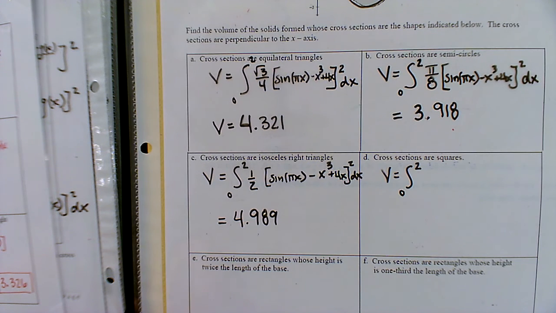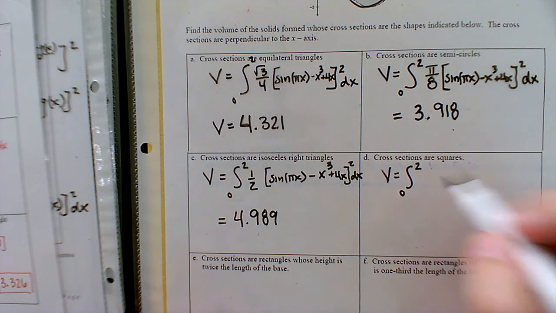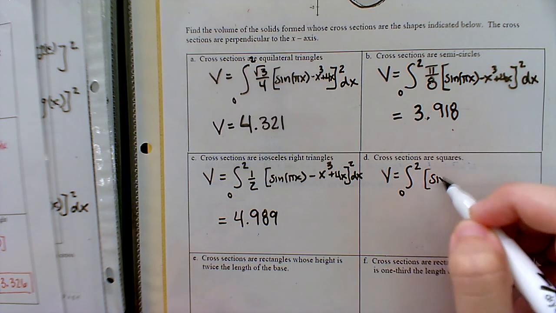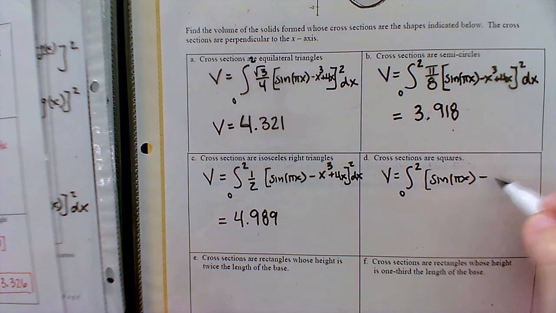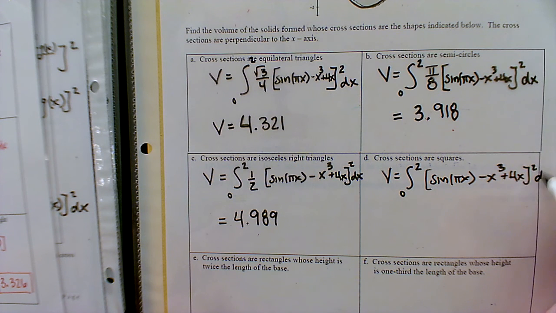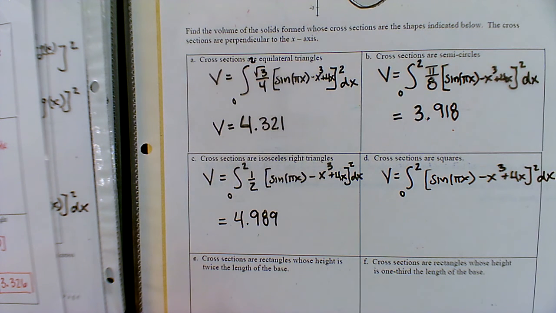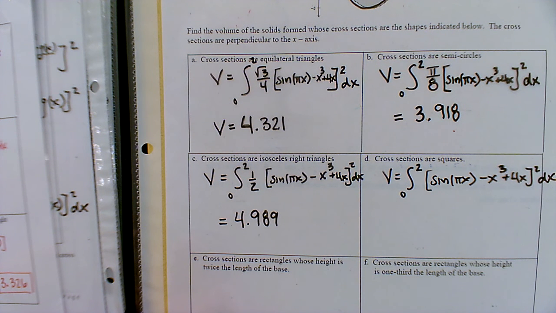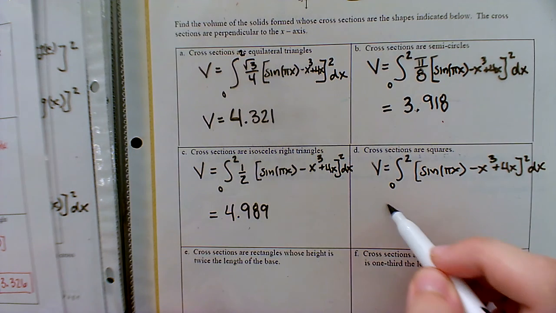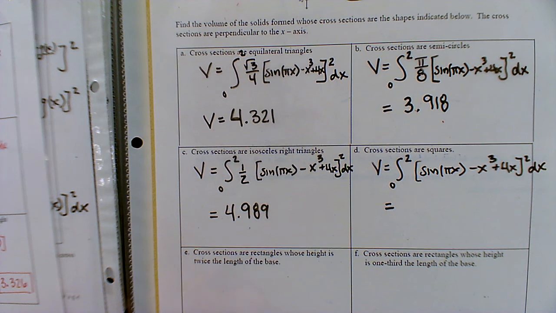All right. And the last of the 4 that we talked about, what if our cross section was a square? We still have f of x minus g of x, that quantity squared. Do we have a multiplier if our cross section is a square? Technically it's 1, right? But you don't have to write that if you don't want to. So let's go ahead and find our volume.